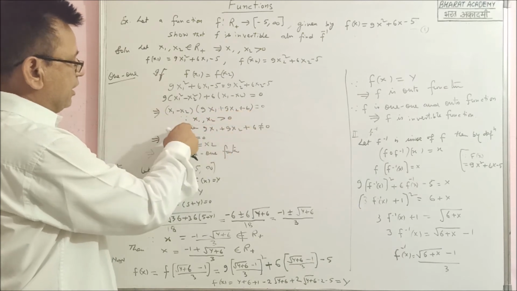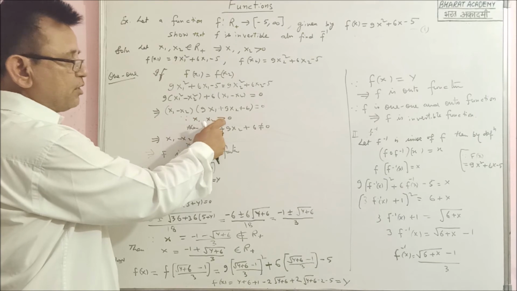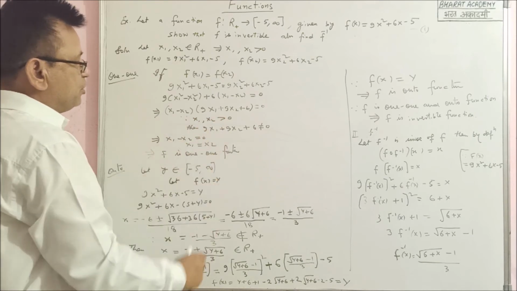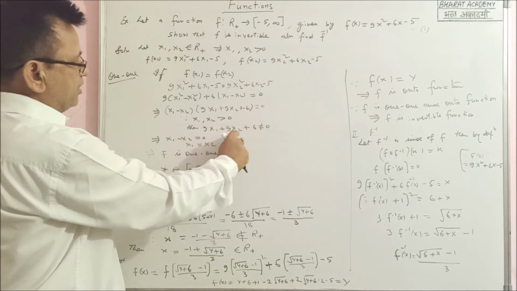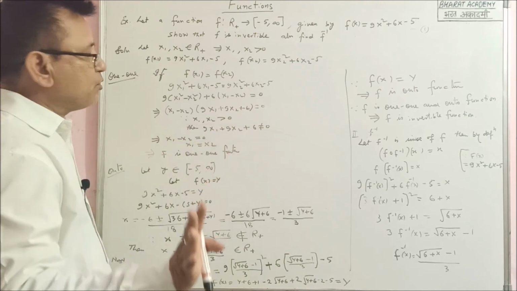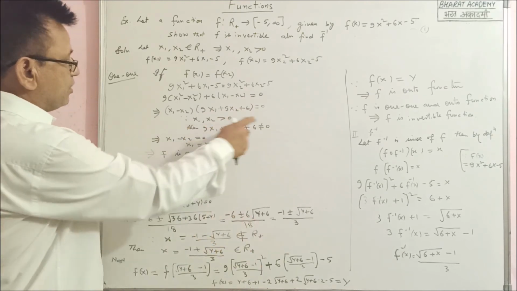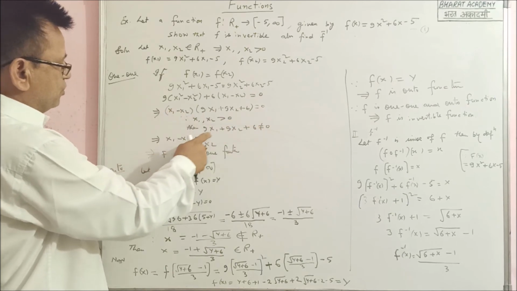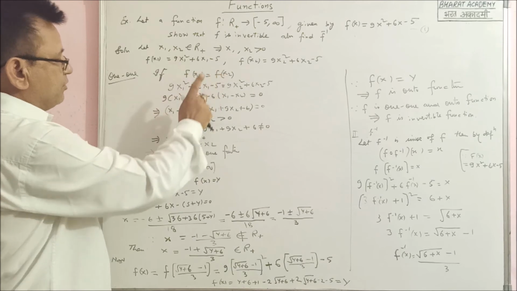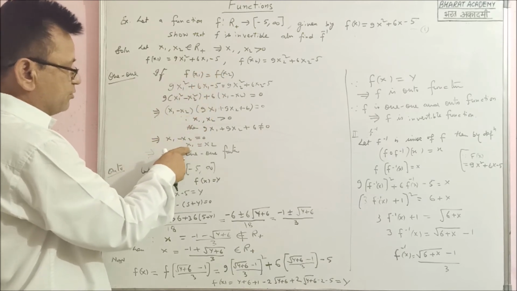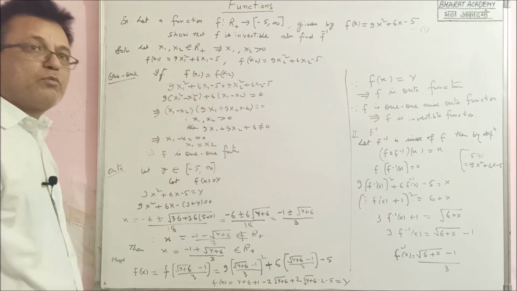I have already taken that x1, x2 both are positive real numbers, means greater than 0. So in that case, this expression 9x1 plus 9x2 plus 6 is never going to be 0. If it is not 0, then x1 minus x2 equal to 0, so x1 equal to x2. I have taken f(x1) equal to f(x2). Now we have proved that x1 equal to x2. That means f is a one-one function.